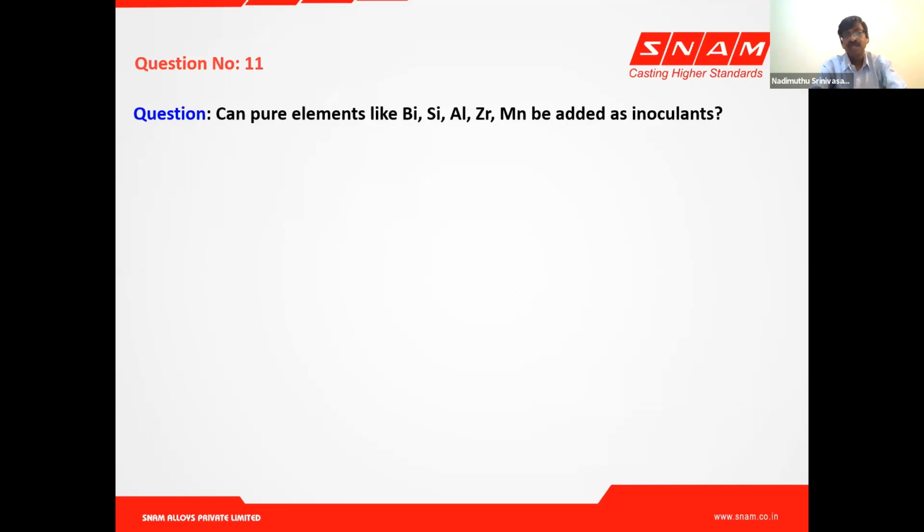Can pure elements like bismuth, silicon, aluminum, zirconium, manganese be added as inoculant? You said it is like 5% of all this. Why can't I add them as a pure metal? Then, can I save money?